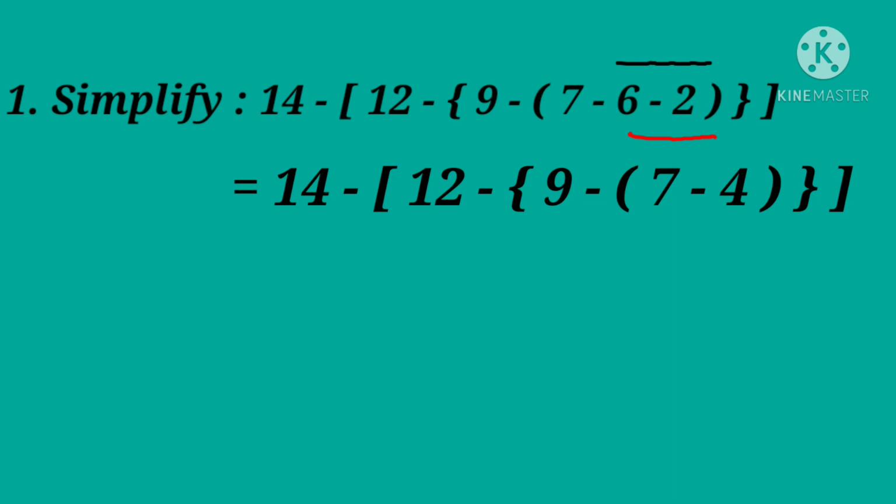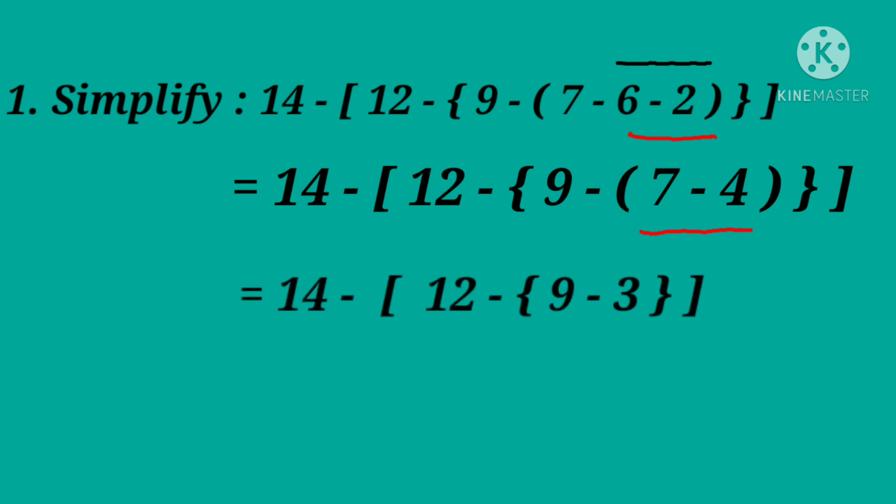After vinculum, we have to solve the small bracket. So the number within the small bracket is 7 minus 4. So after subtracting 7 minus 4, we get 3. And the other terms will be written as it is. After small bracket, we will solve the term within the curly bracket. So when we solve 9 minus 3, we get 6.